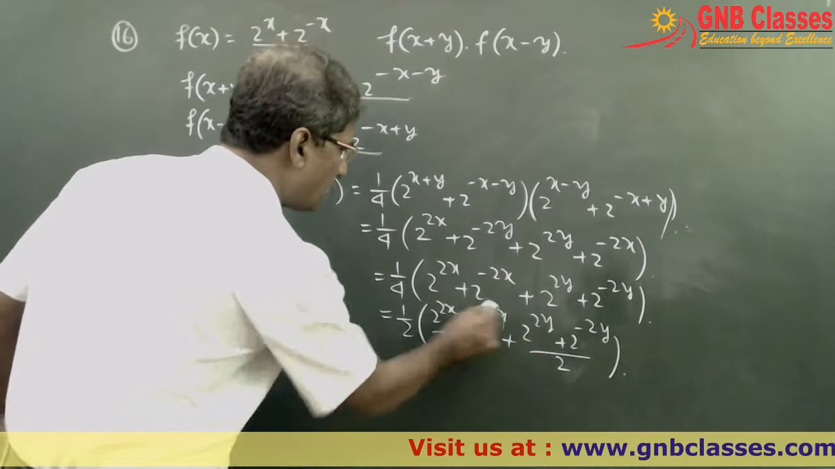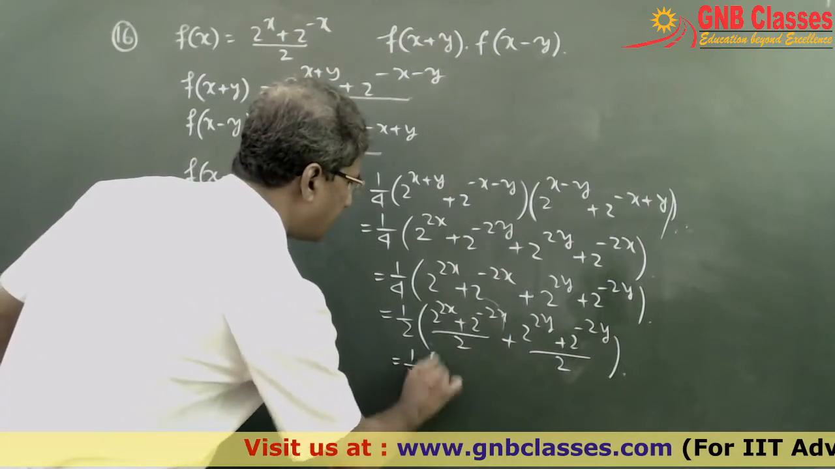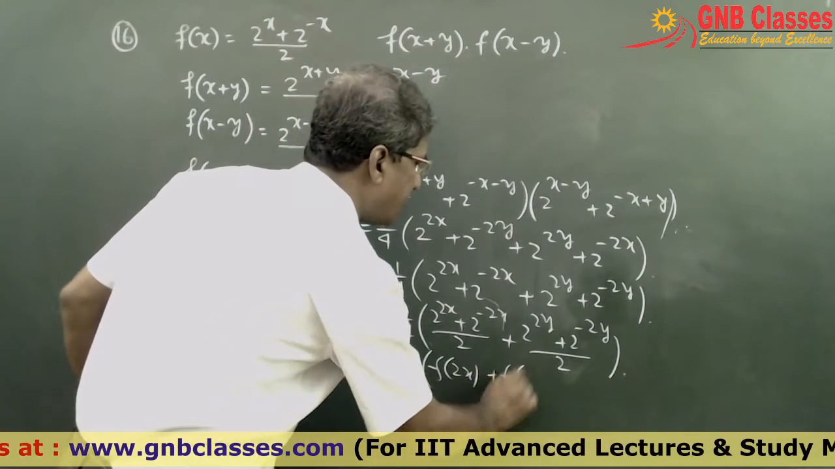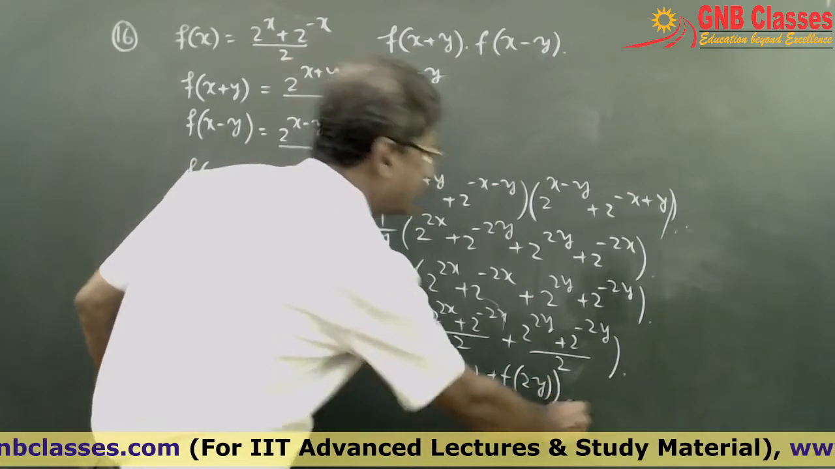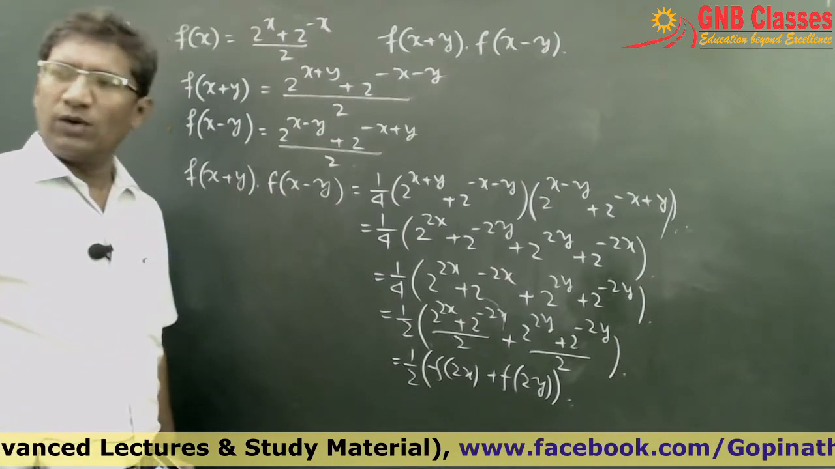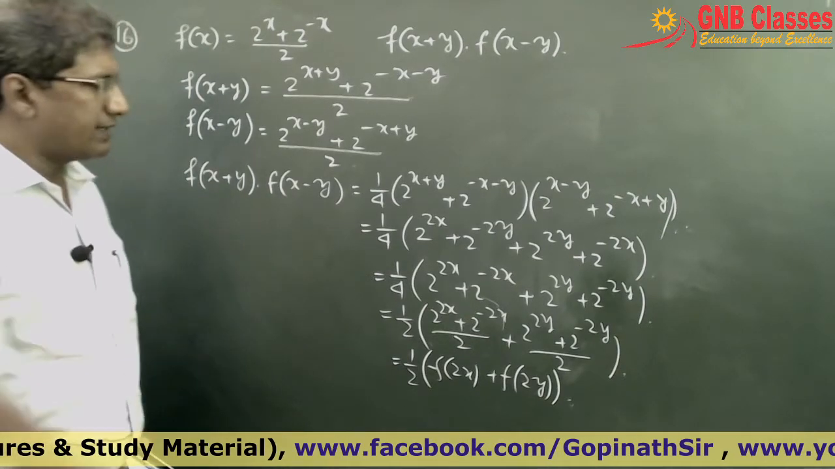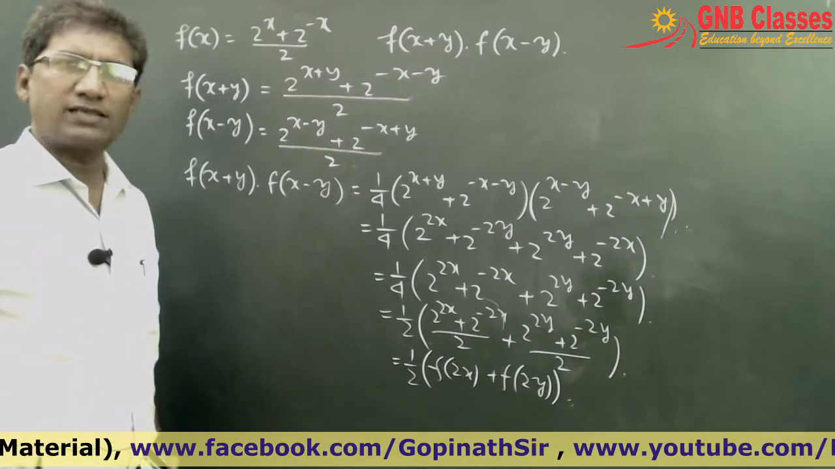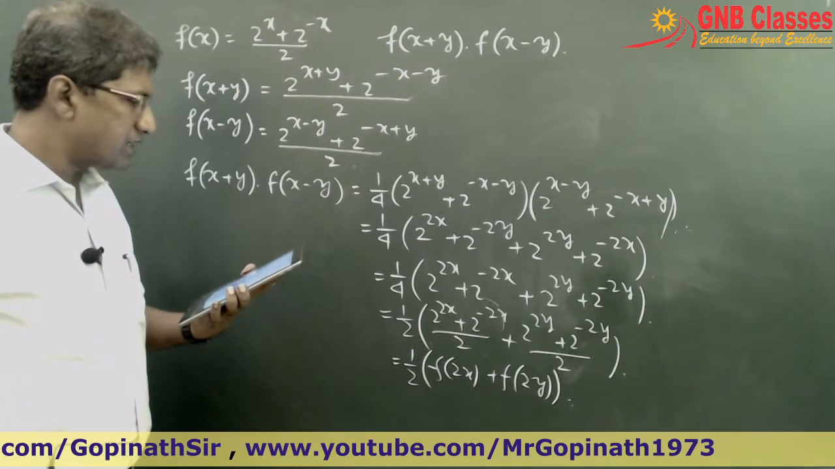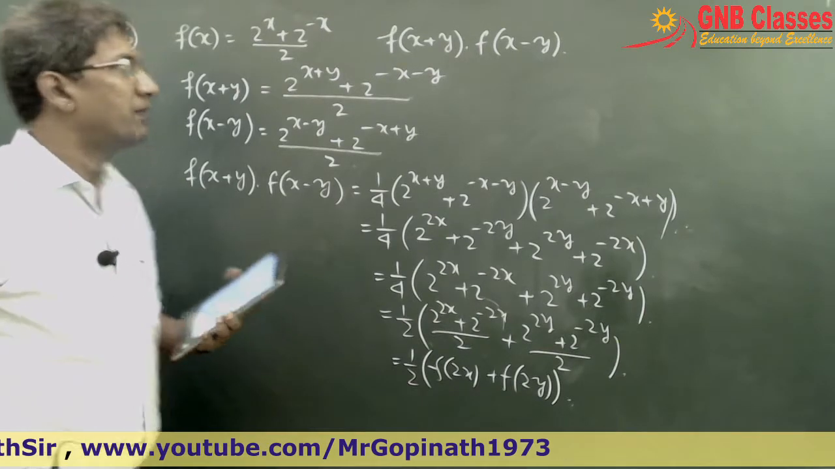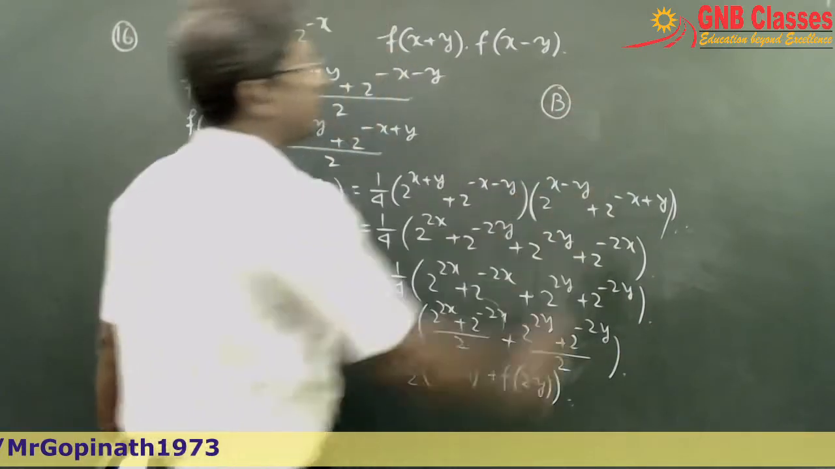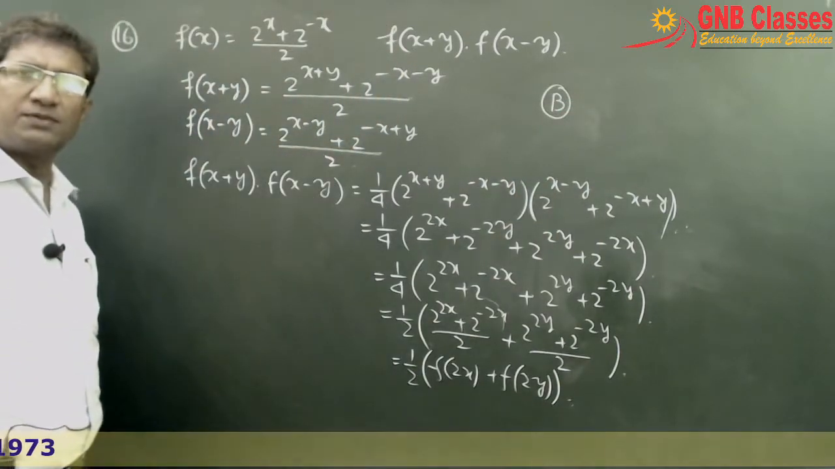This is nothing but your f of 2x, and the second part is nothing but your f of 2y. Is it clear? Therefore, the value of f of x plus y into f of x minus y is nothing but half of f of 2x plus f of 2y, and the option which is correct is option B. Therefore, option B is correct for question number 16. Have you understood this?